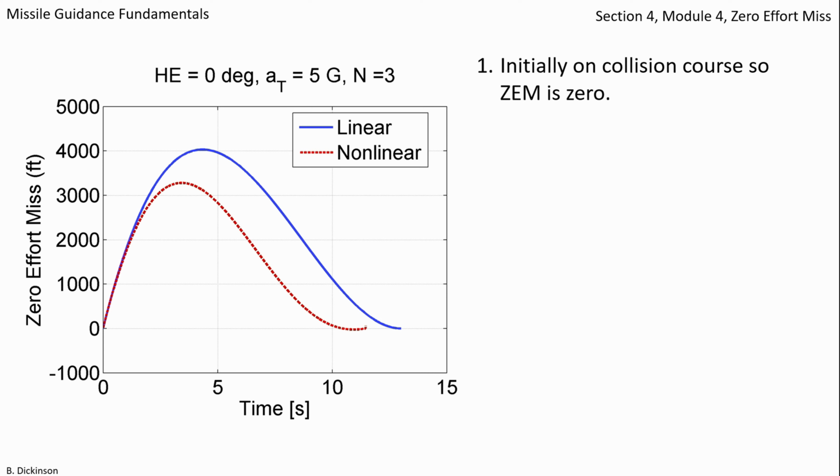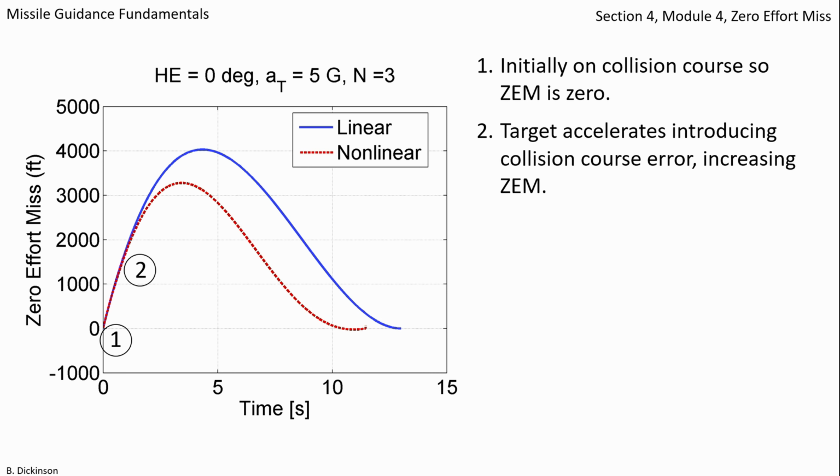The target is accelerating at 5 Gs throughout and the navigation gain is 3. So initially the pursuer and target are pointed straight at each other, and if they were to continue along that course, there would be no miss distance. And that's captured here in the zero effort miss chart where it starts off at 0. But because the target accelerates as time proceeds in the simulation, then there is some error to that collision course.